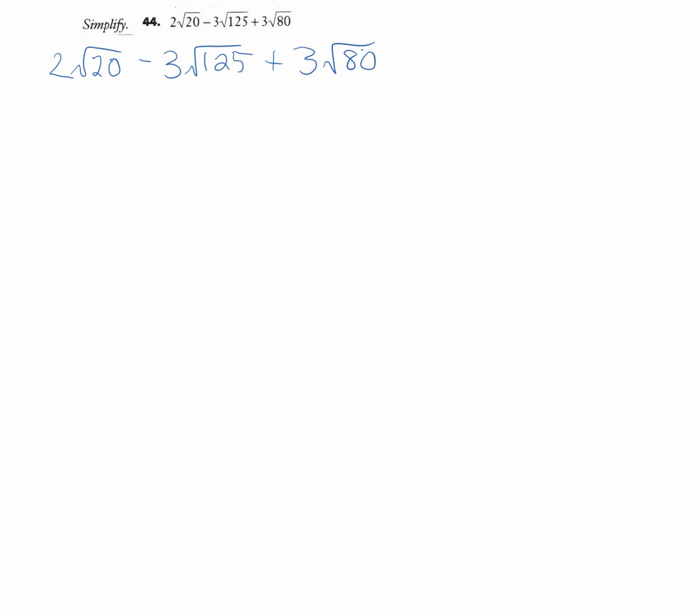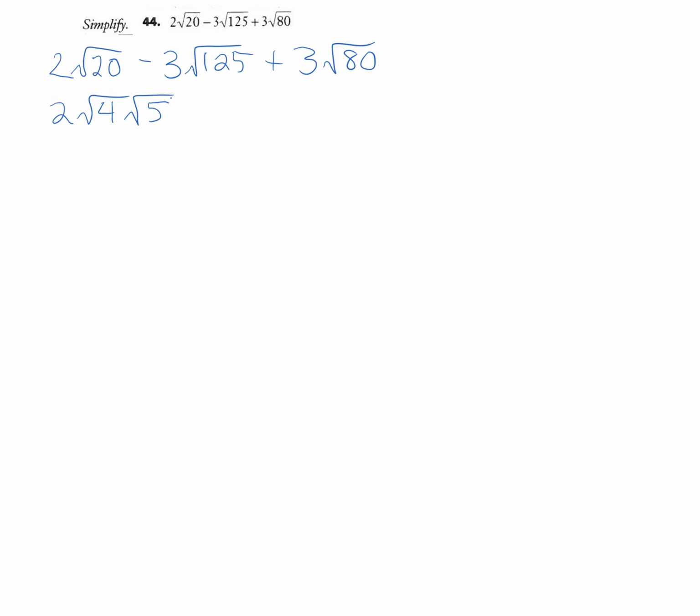And so what we want to do with this is break apart the terms in the square root into factors that include a square root term that is easy to evaluate. So for example, with this first term, we know that 4 times 5 equals 20. So we can break this apart into 2 times the square root of 4 times the square root of 5. Because we know that the square root of 4 is something we can easily evaluate.